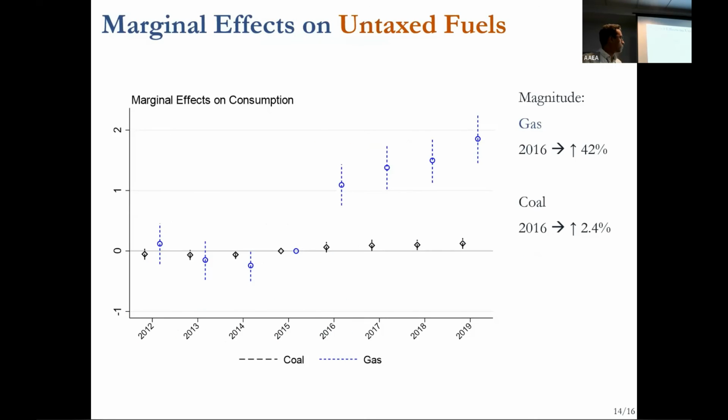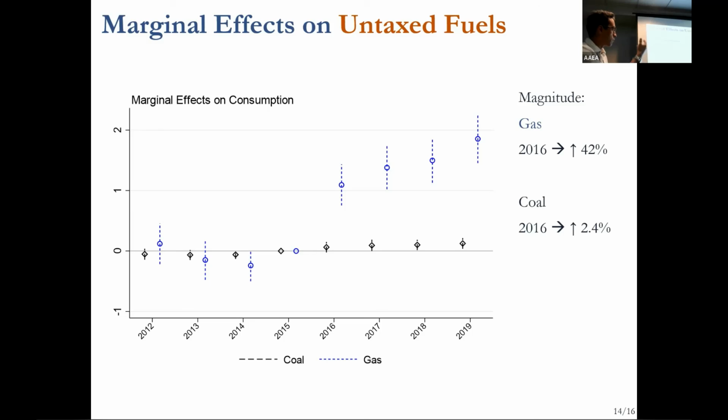And so what we find when we estimate the effect of the carbon tax using this exposure intensity measure is that we're going to use 2015 as our base year, because the tax came into law in 2016 and it began being levied in 2017. We find that there's an increase in the consumption of gas and a very marginal increase in the consumption of coal, and the magnitudes are quite high.